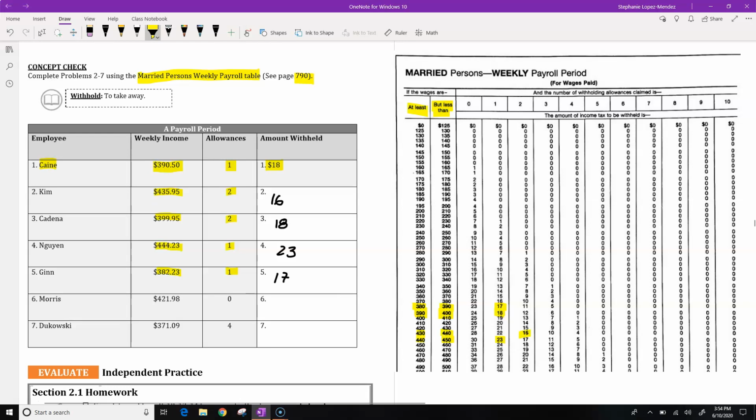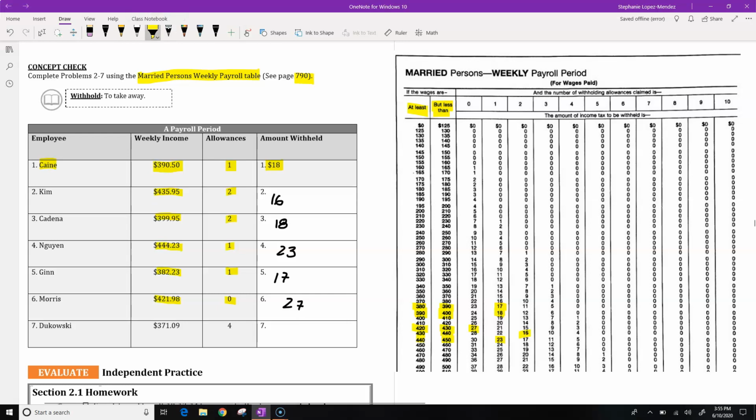Now let's continue with Maurice. The weekly income is $421.98 with 0 allowances. So I look for a range here where I could place it. I find here 421 and less than 430, right? 421 is within that range, and with 0 allowances, I'm looking into the third column, which is $27. So my answer is $27.